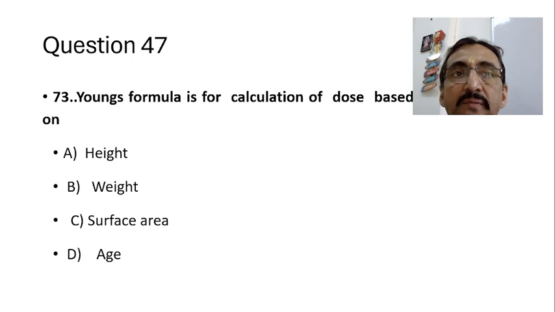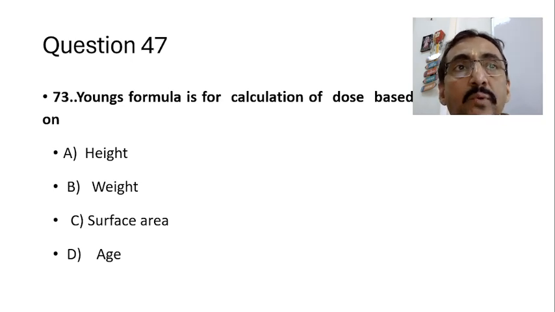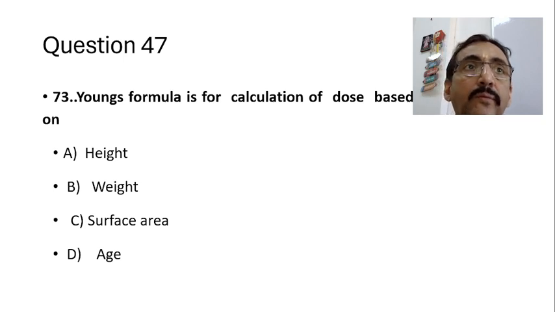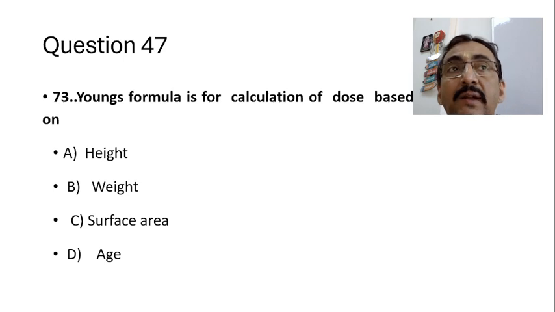As the age is mentioned, Young's formula is basically formulated on the basis of the age of the child. In a particular age, what should be the dose of the medicine? Then you can go for Young's formula. In a child with a particular weight, what should be the dose of the medicine? You can go for Clark's formula.